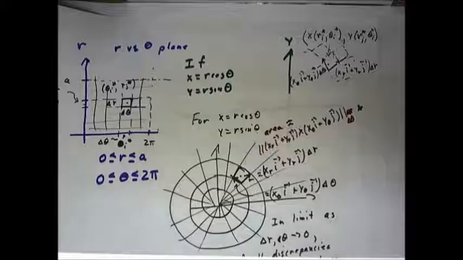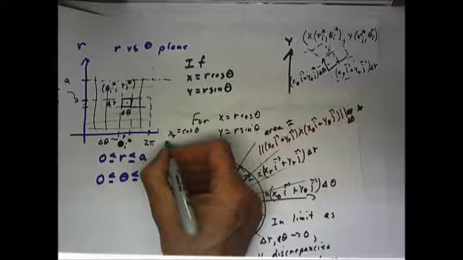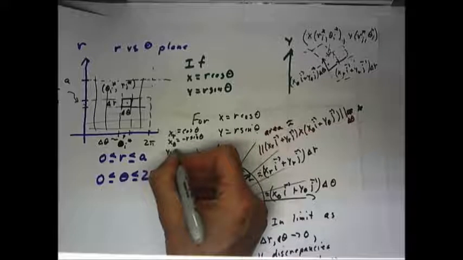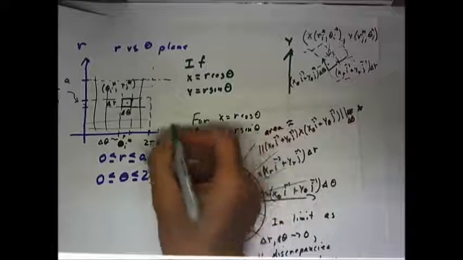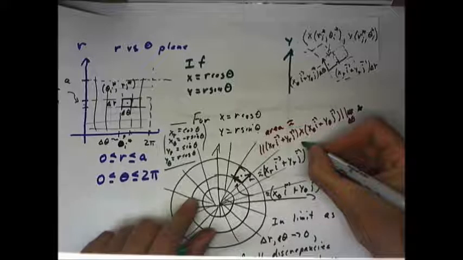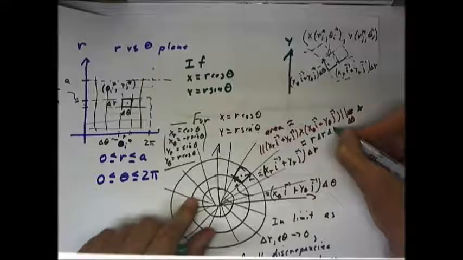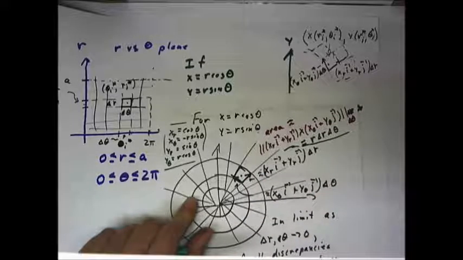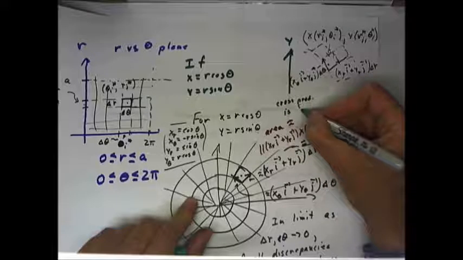For this specific mapping, which we're illustrating here, we can write out x_r equals cosine theta, x_theta equals negative r sine theta, y_r equals sine theta, y_theta equals r cosine theta. If we work out this cross product, we find that this area becomes just r delta r delta theta, the area increment that we obtained geometrically before. That is, the cross product is just r.